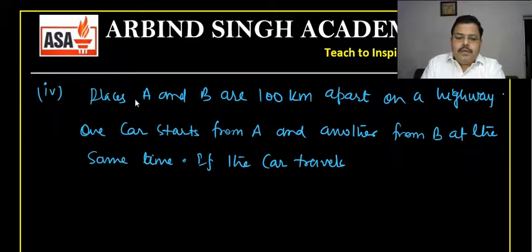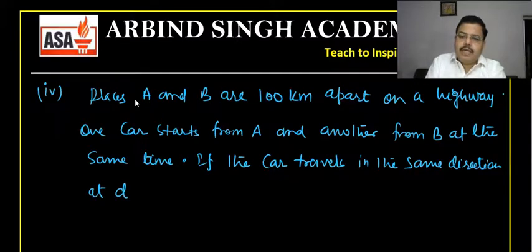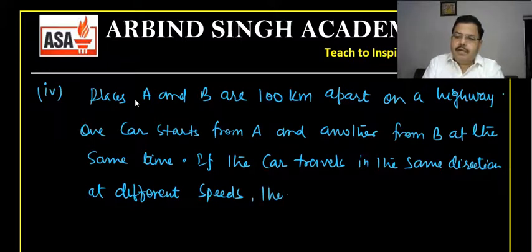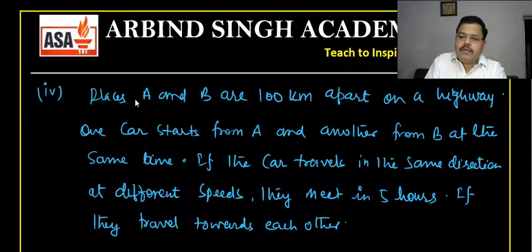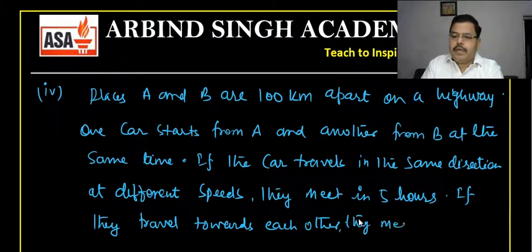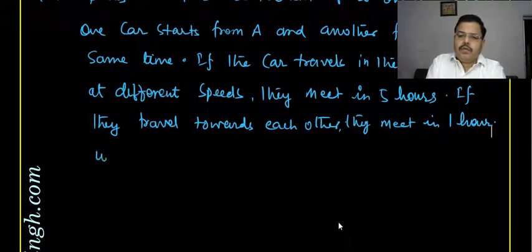If the cars travel in the same direction at different speeds, they meet in 5 hours. If they travel towards each other, they meet in 1 hour. What are the speeds of the two cars?